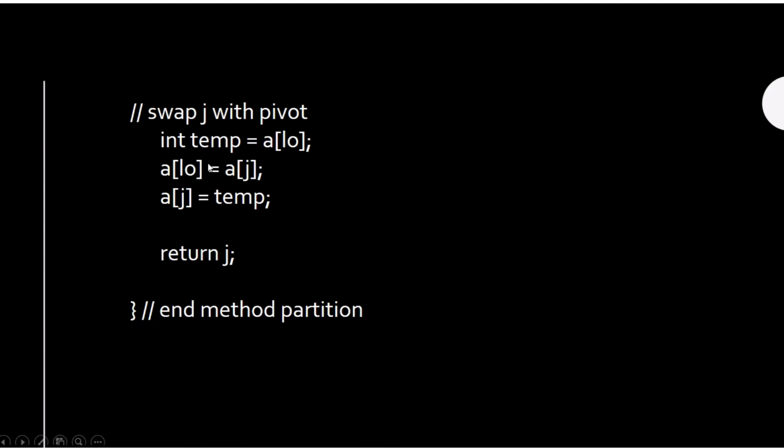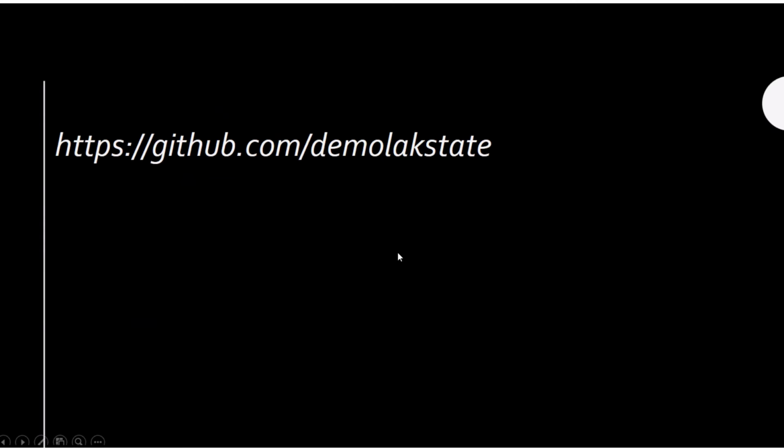And after we get to the end of our while loop, we swap our j with pivot. So we swap our j with the value of the pivot, which is our a of low. So our a of low is swapped with the value of our a of j, so that the pivot can be placed in its right sorted position. Then we return the position of that pivot, which is j, and that's all. You can see the code on my GitHub page.